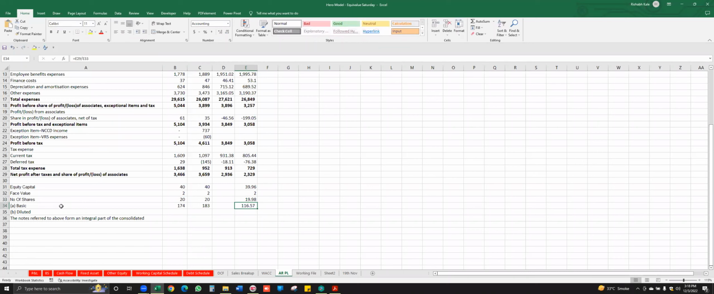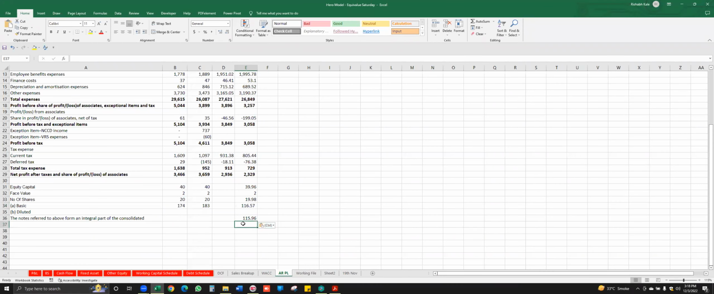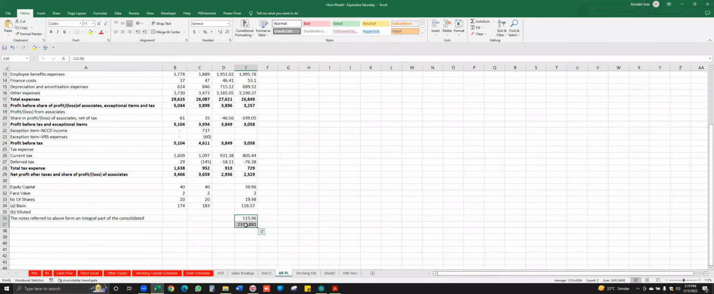Okay. They have given 15.96. This is your 15.96. This is number of shares. So 15.96 into number of shares, they have taken 2316 of profit. So it was this one profit. Okay. So this is fine. You don't have to do this. So this is how you find number of shares from your P&L.